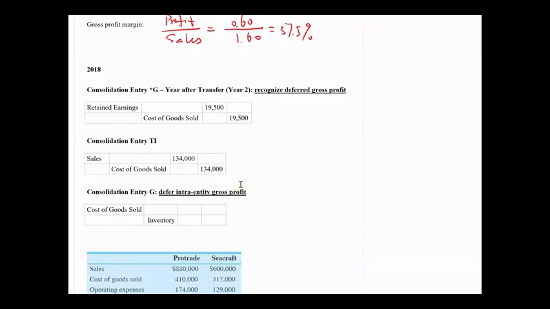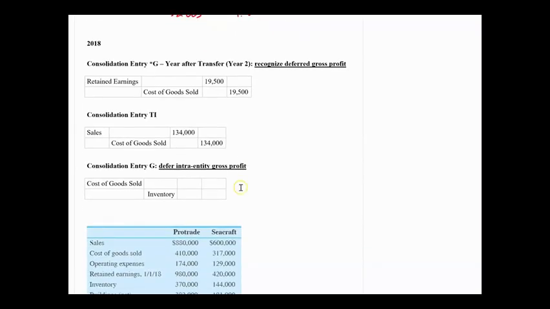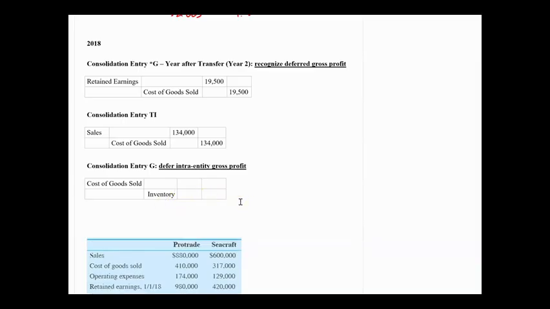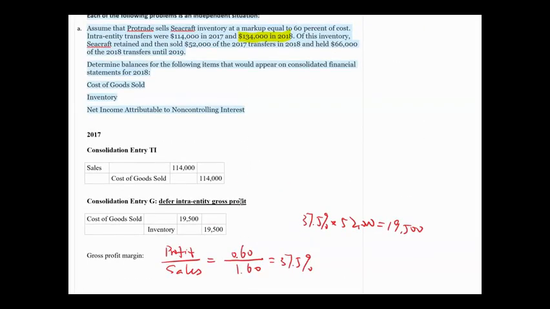All right, so entry TI is complete, and the next one is entry G again, because in 2018 there is still some intra-entity transferred inventory not sold, which needs to be held until the following year. So we use this entry to defer the intra-entity gross profit to the period when it is actually sold. At the same time, we adjust the balance of inventory to its actual amount, using the remaining balance of the unsold inventory. Inventory in 2018 is 66,000.